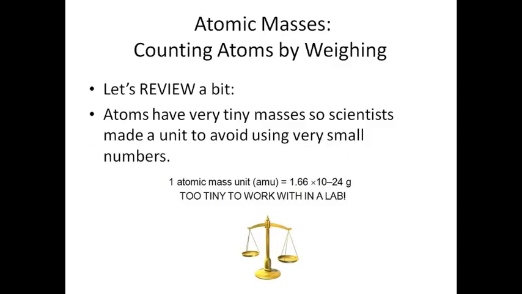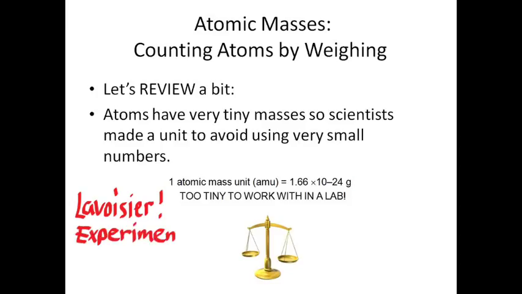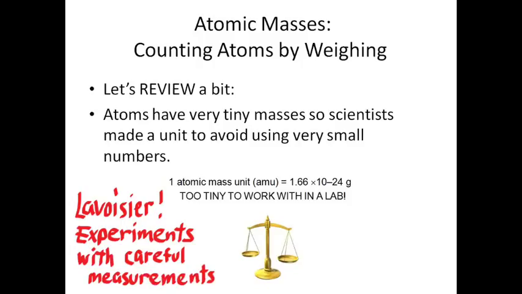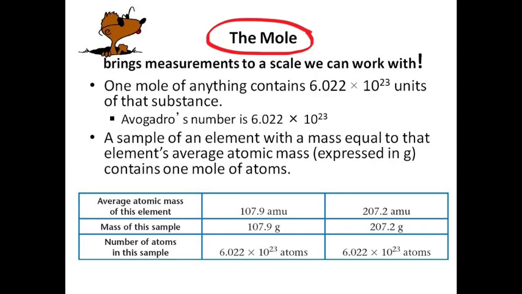It all starts off by thinking about how we even figure out how many atoms there are. First off, we have to remember that atoms have very tiny masses, so scientists had to come up with a unit to avoid using very small numbers. If you remember, Lavoisier did a bunch of very careful experiments in which he weighed elements before and after reactions, and he could figure out, to some extent, what was in those elements. But he couldn't measure atoms because they're too tiny. So they came up with the concept of the mole. This brings the measurements of tiny atoms down to a scale that we can work with.